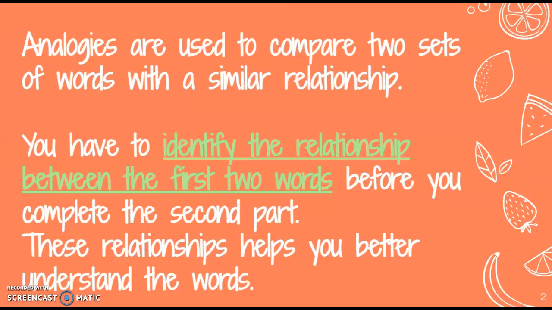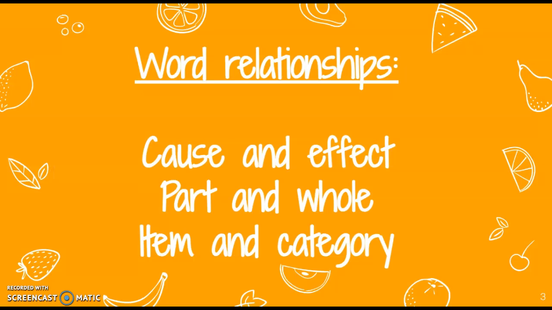Analogies are something that we use to compare two sets of words that have similar relationships. In order to complete it correctly, in order to win the brain game, your first step is to identify the relationship between the first two words before we can move on to complete the second part. The relationships between the first two words are going to help you better understand the second two words.